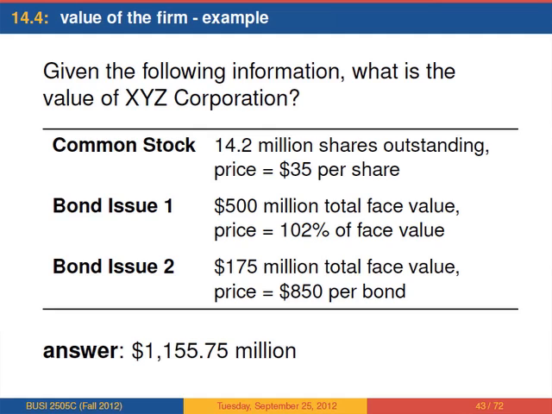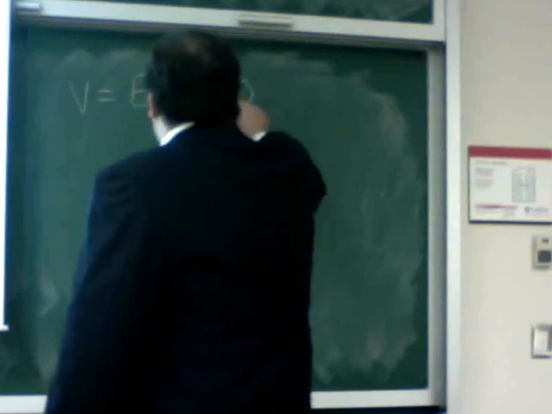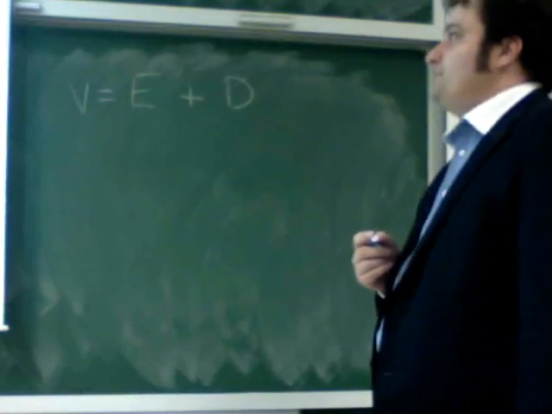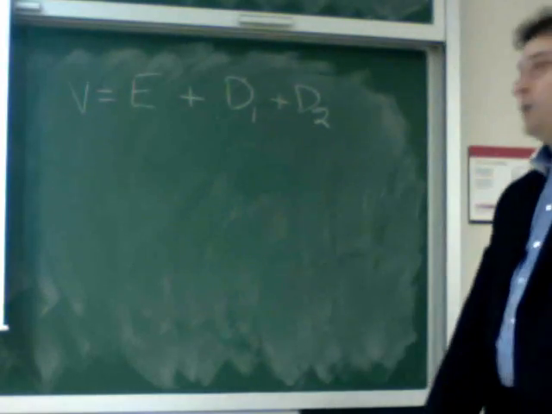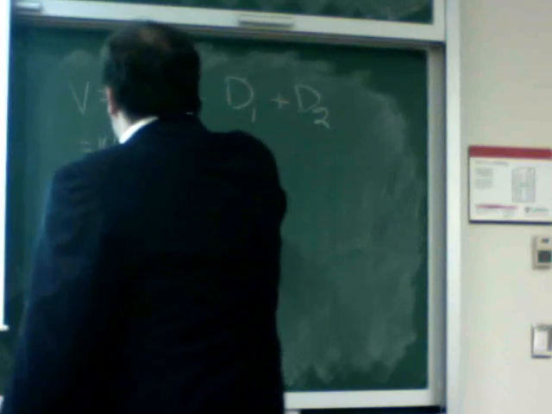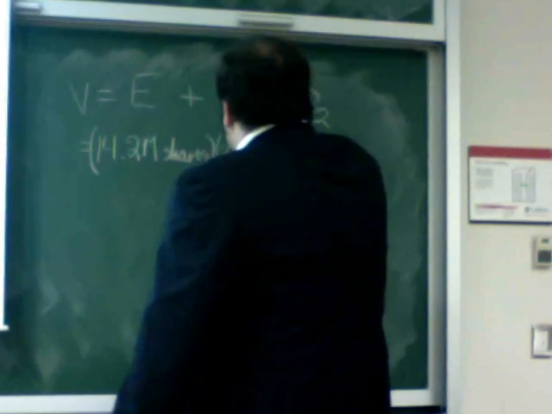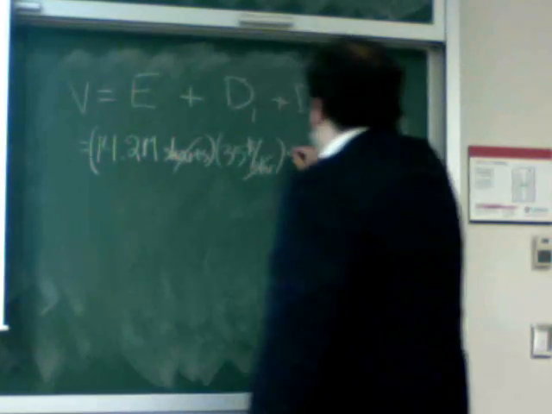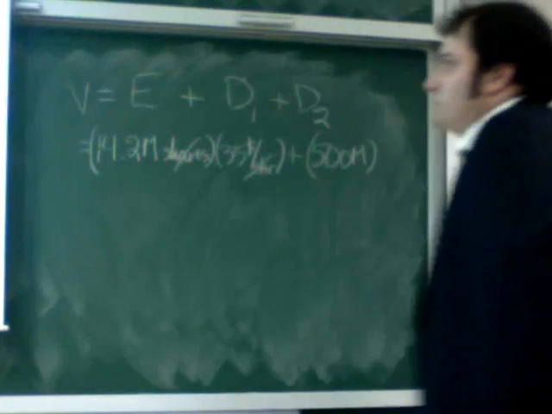I'll do this example because it illustrates the point, and it doesn't take very long. The enterprise value is going to be the equity plus the debt, but there are two bond issues. The market value of the equity is going to be 14.2 million shares at a price of 35 a share. Then one bond issue is 500 million, but that's the book value.